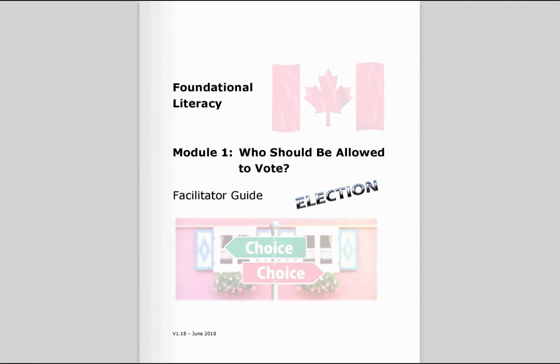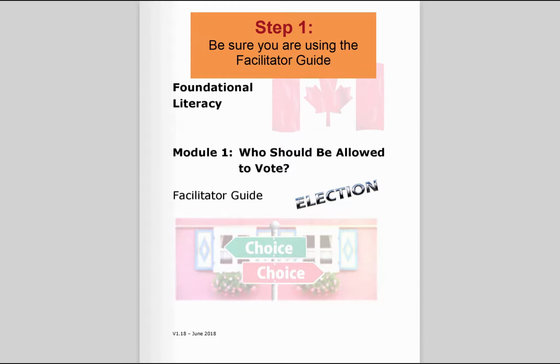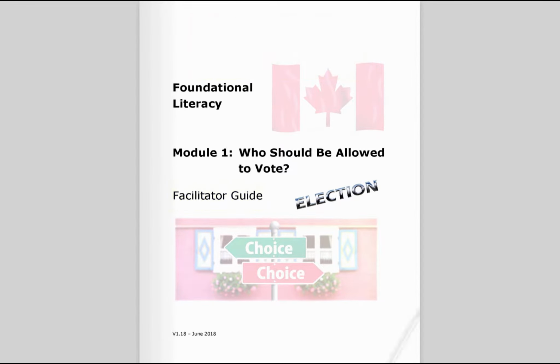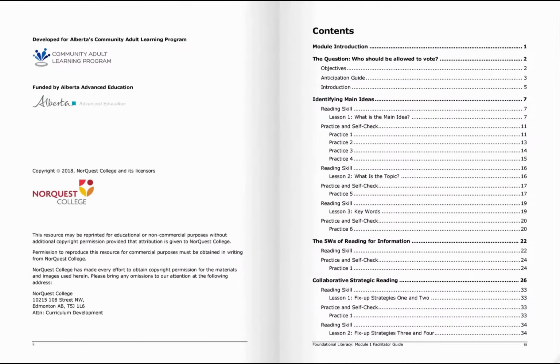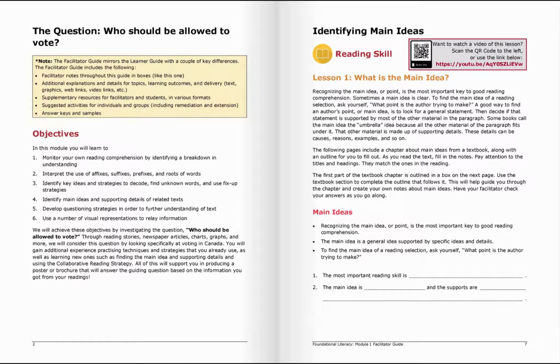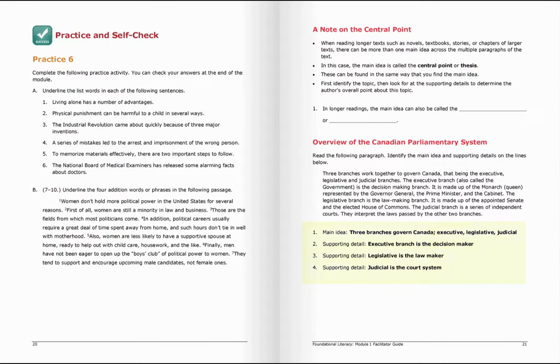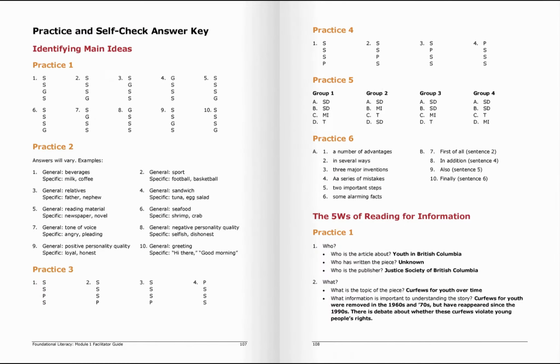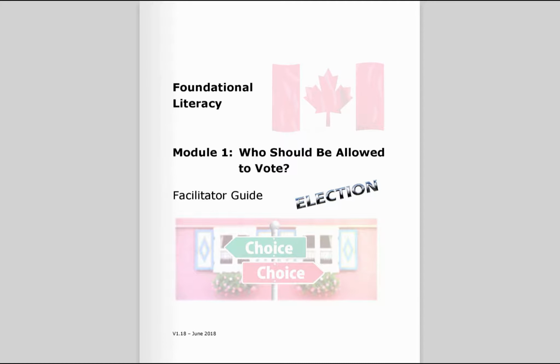So let's begin. Step 1. Be sure you are using the Facilitator Guide. The Facilitator Guide has additional teaching notes and suggestions in note boxes, as well as complete answer keys, both throughout the module activities and at the end of the module. Also be sure that the learner is given the necessary pages from the Learner Guide. The Learner Guide has fewer answer keys and no note boxes.